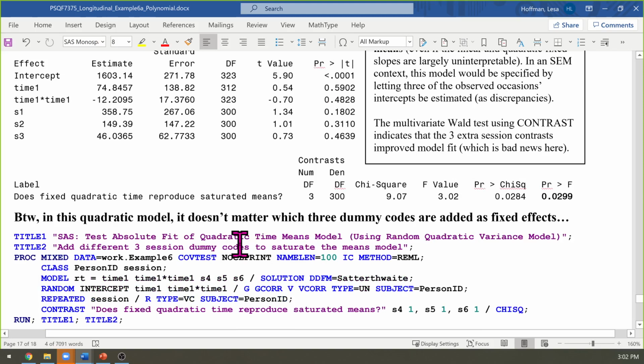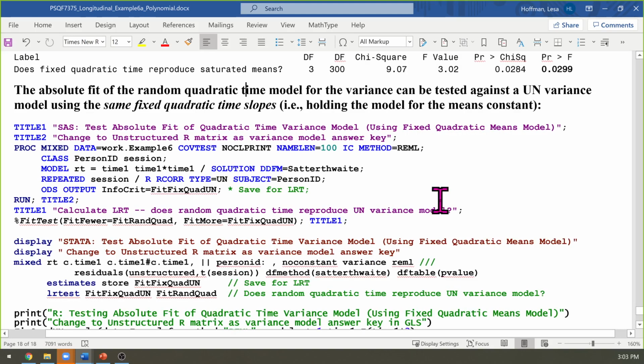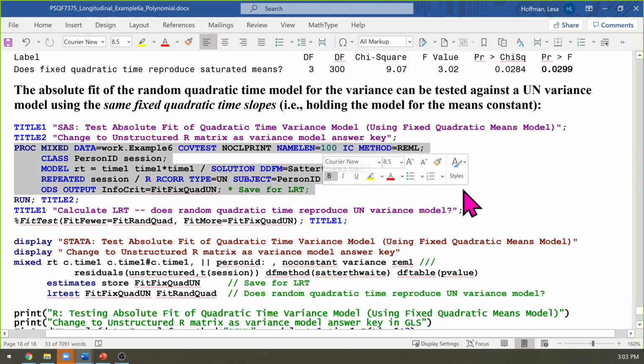So then going back to here, this is page 18, the very end. I have one more model right here, which is like a hybrid. So this model has the same fixed effects as the quadratic model. It has time and time squared. But on the variance side, it's unstructured. So this provides a comparison for what the best version of the model for the variance could be that I can then do a likelihood ratio test against based on my random quadratic model.